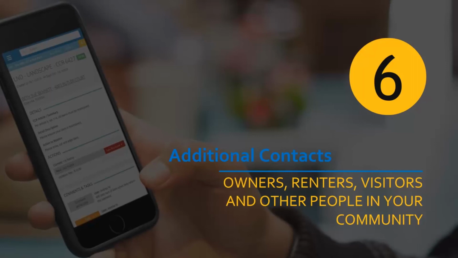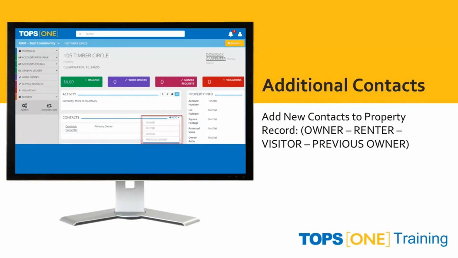Property managers can track additional contacts in TOPS 1, whether they be additional owners, renters, visitors, or other people in the community as well. From the property card we see here, in the center activity area of the interface, we can add a new contact to the property record. Again, whether it be an owner, a renter, a visitor, or even a previous owner as well.